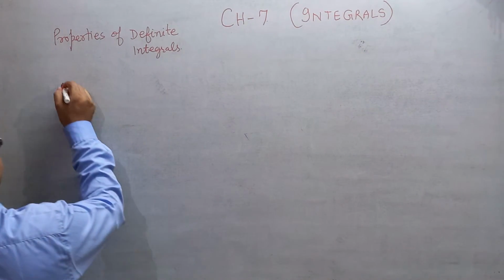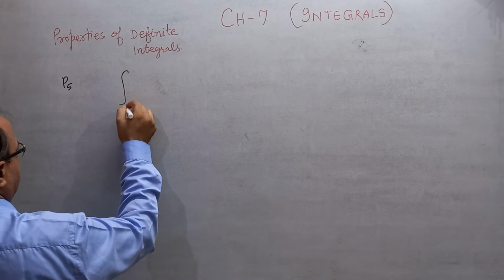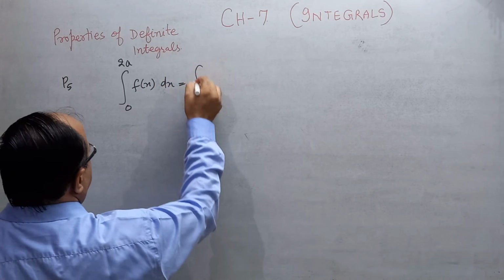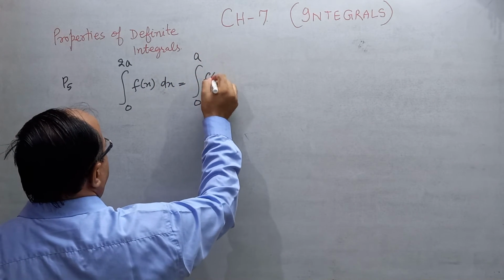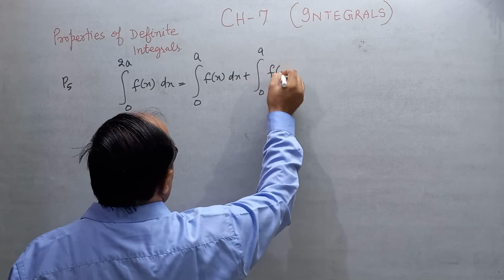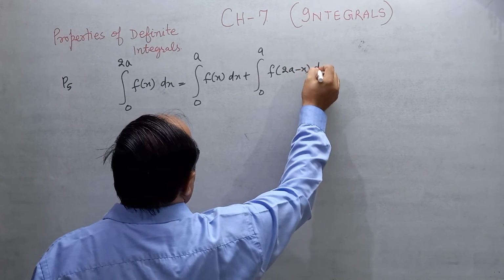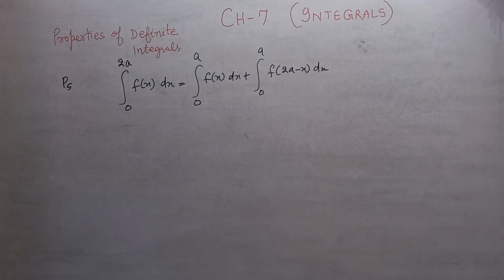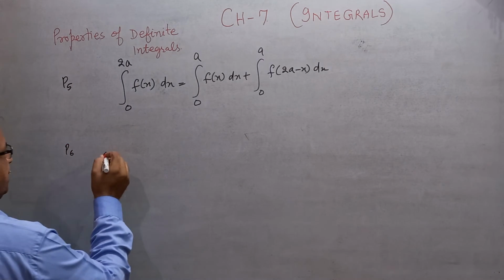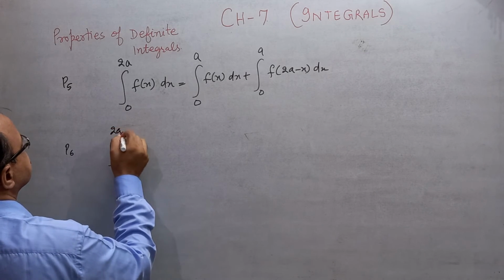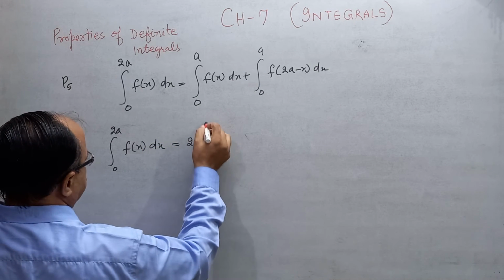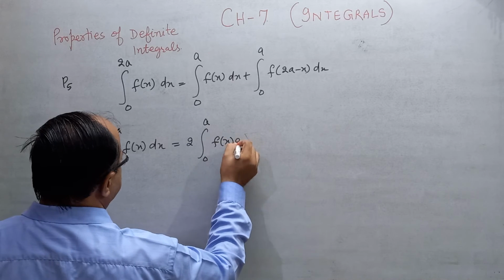Property P5. Integration 0 to 2a f of x dx equals integration 0 to a f of x dx plus integration 0 to a f of 2a minus x dx. This is property P5. With the help of property P5, you can create property P6: integration 0 to 2a f of x dx, that is twice 0 to a f of x dx.